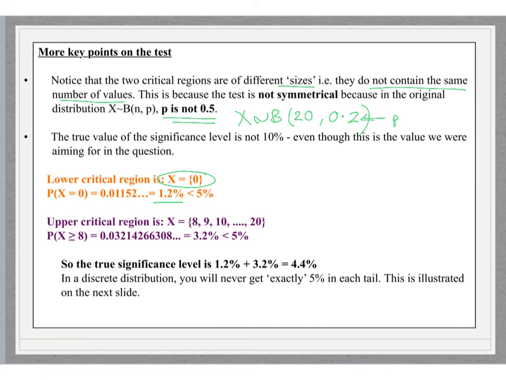The same with the upper critical region. We were trying to find critical values C such that the probability of X being greater than or equal to C was as close as possible to 5% without exceeding 5%. The closest we could get was the probability that X is greater than or equal to 8, which is 3.2%. If we went down to 7, as you saw from the previous slide, we go above 5%. So our true significance level is 1.2% plus 3.2%, so 4.4% overall. This is illustrated on the next slide.